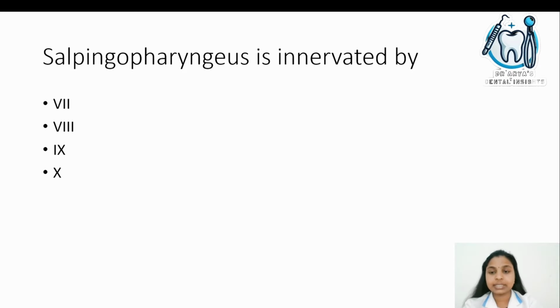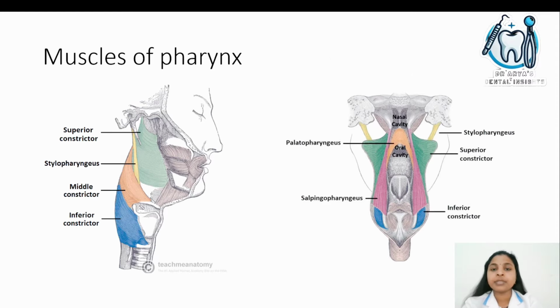So let's discuss briefly the muscles of pharynx. The muscles of pharynx are 3 constrictor muscles and 3 longitudinal muscles. Okay. So the 3 constrictor muscles are superior constrictor, middle constrictor and inferior constrictor. And the 3 longitudinal muscles are stylopharyngeus, palatopharyngeus and salpingopharyngeus.